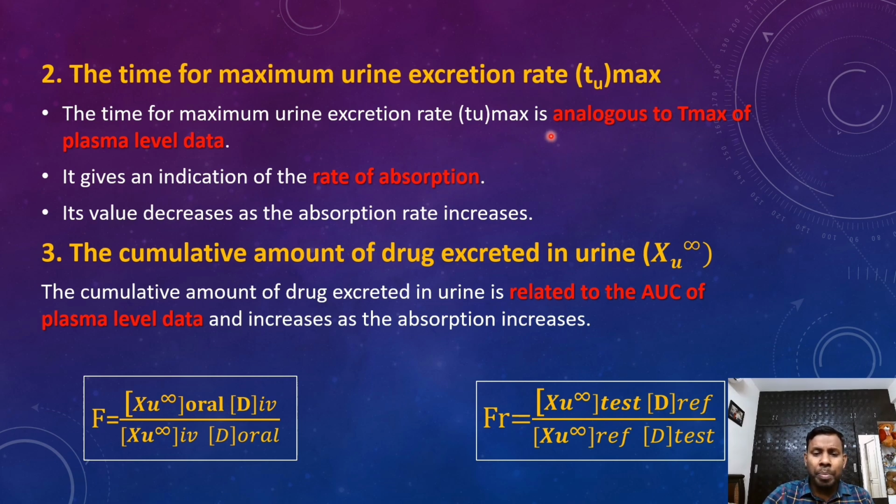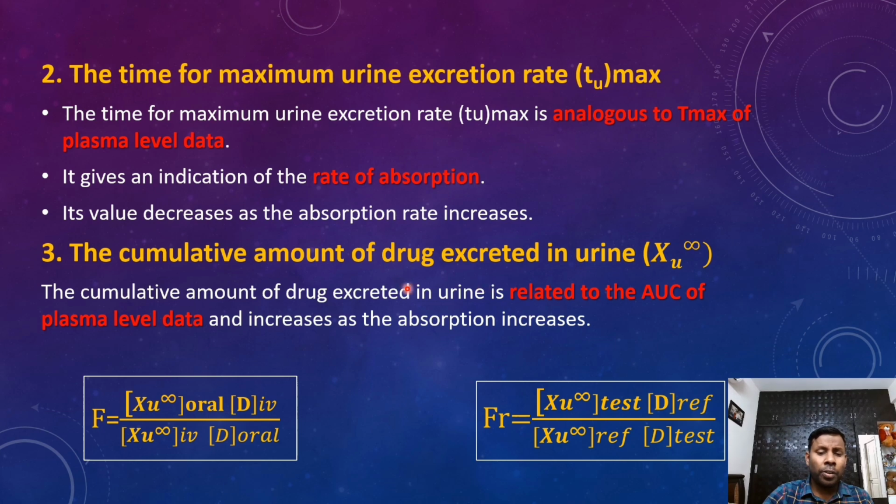Here this Tu max will indicate about the rate of drug absorption. There in plasma level data, T max was telling about the rate of drug absorption. Here in urine level data, this Tu max will indicate about the rate of drug absorption. And the lower the value of Tu max, faster will be the drug absorption. This value will decrease as the rate of absorption increases.